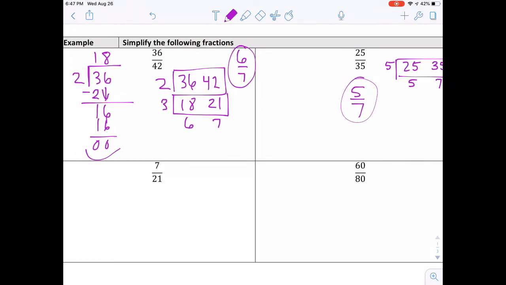7 over 21. I can divide a 7 out of both 7 and 21. 7 divided by 7 is 1, and 21 divided by 7 is 3. So our final answer is 1/3.